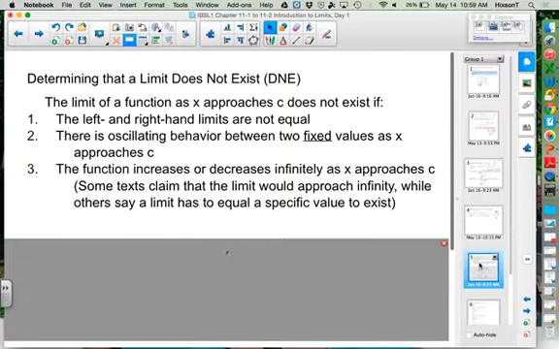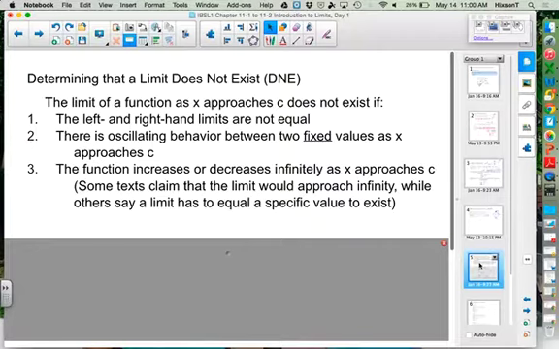First of all, we already mentioned the left and right hand limits are not equal. Okay? And by the way, if it doesn't exist on one side, obviously "does not exist" is not equal to something else. So if one of these doesn't exist, you would say that the limit doesn't exist.